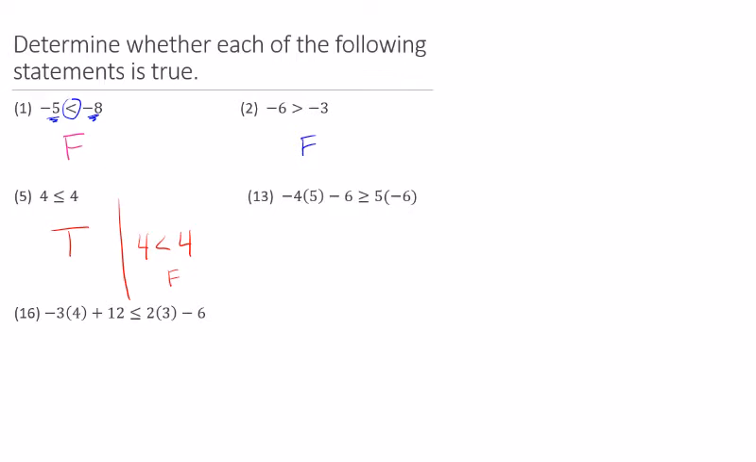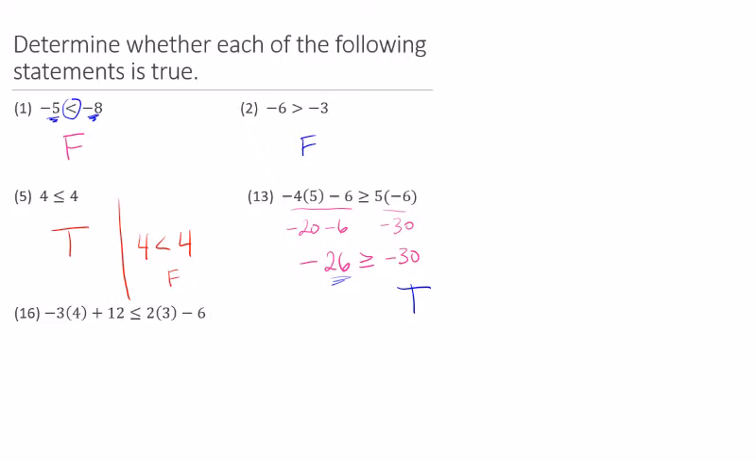Now in 13, we have an expression that we can simplify. We have -4 times 5 minus 6, so that would be -20 minus 6, which would be -26, is greater than or equal to 5 times -6, which is -30. So is -26 greater than or equal to -30? The answer is yes. So that's true. A smaller absolute value negative number is larger than a larger absolute value negative number.